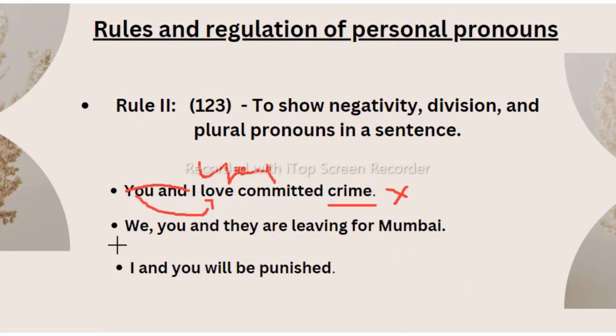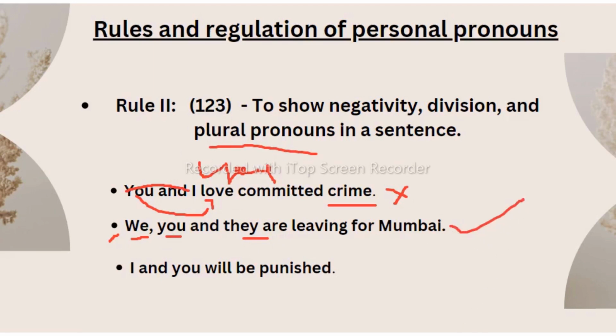Now let us see the second one. We, you, and they are leaving for Mumbai. So this is the correct one, because when we are using these plural pronouns, here we have to use first person, second person, then third person order. We, which is the first person, you, which is the second, and they, which are the third person pronoun. So this order is correct.